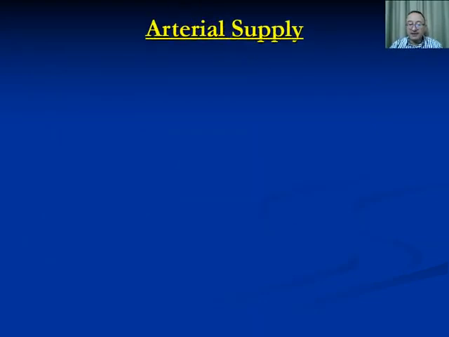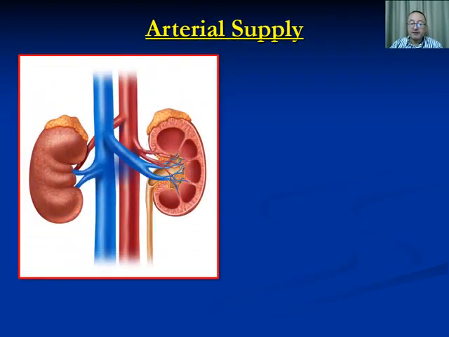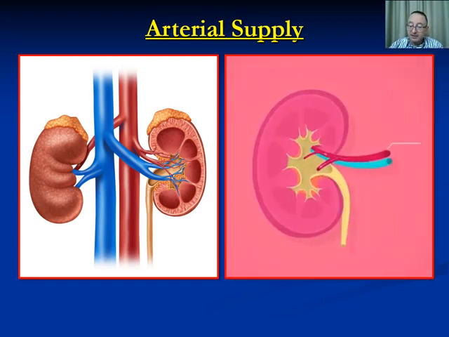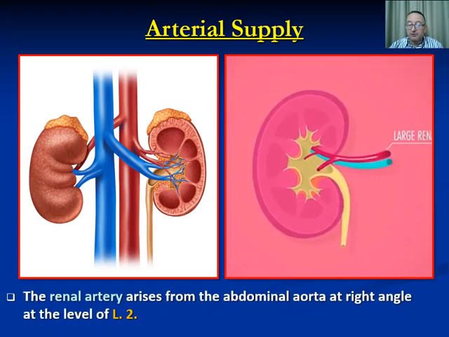Arterial supply of the kidney. This is the kidney, so the artery will be the renal artery, which is a branch from the abdominal aorta at the level of L2.